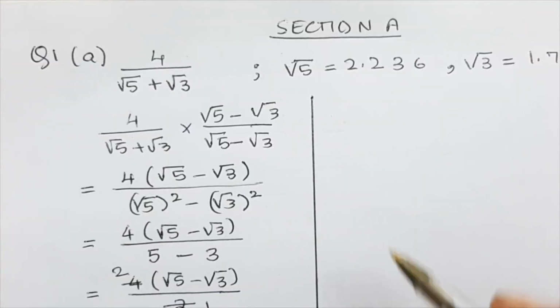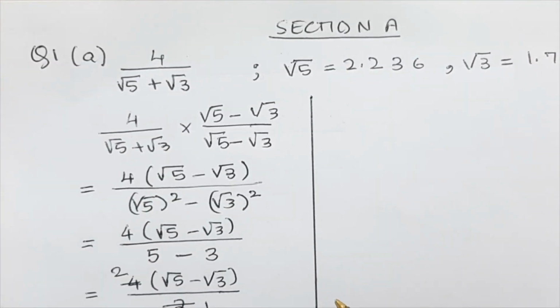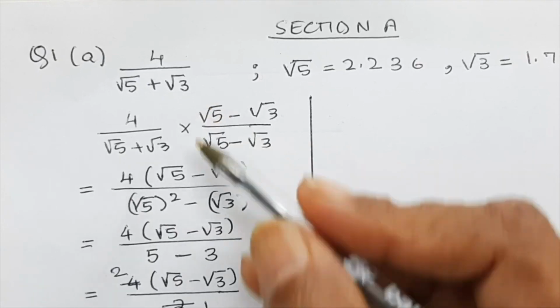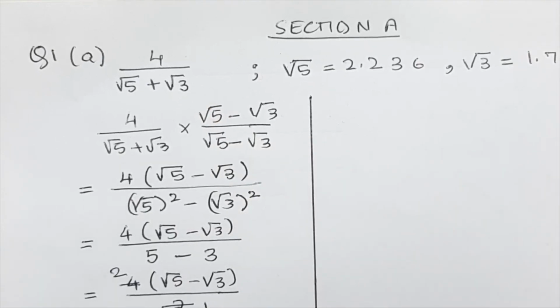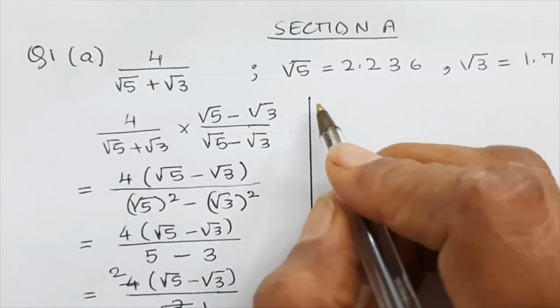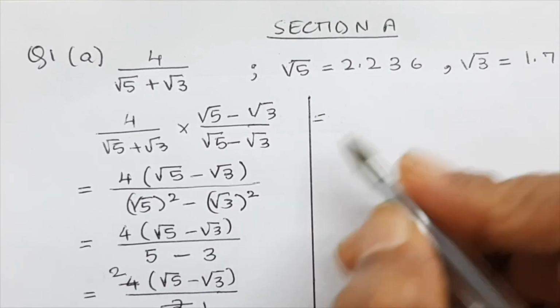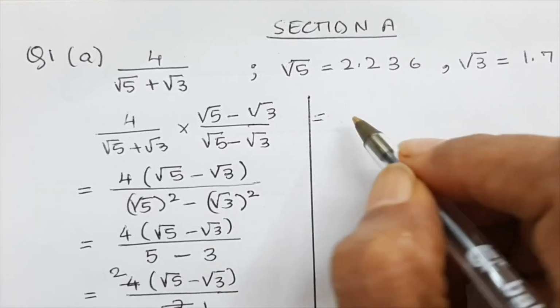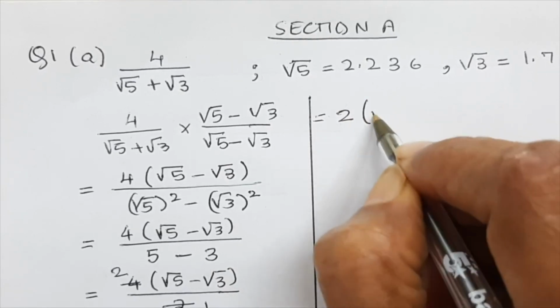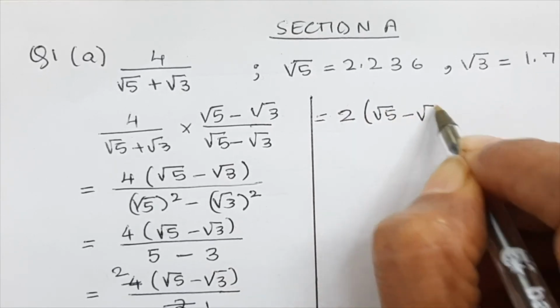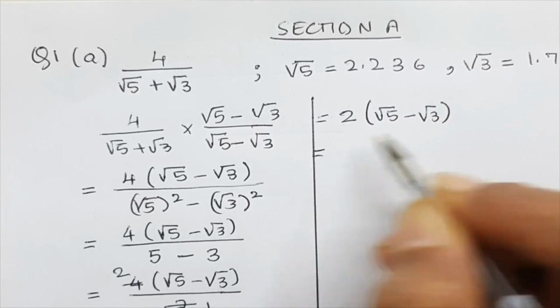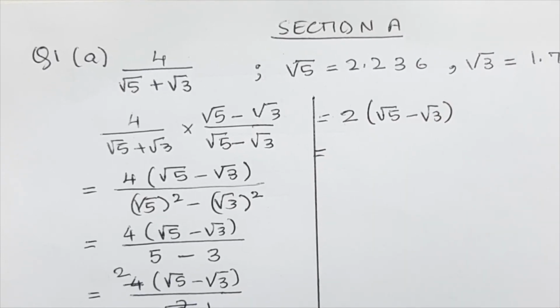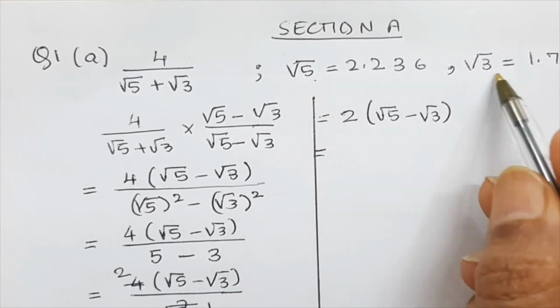Now, just to save on space, I am going to make a column. In the exam, please continue to write one step below the other. But here, just to save on space, I will use the column. So it will now become 2 into bracket root 5 minus root 3. Now, this apparently is the answer if they had not given us these values.